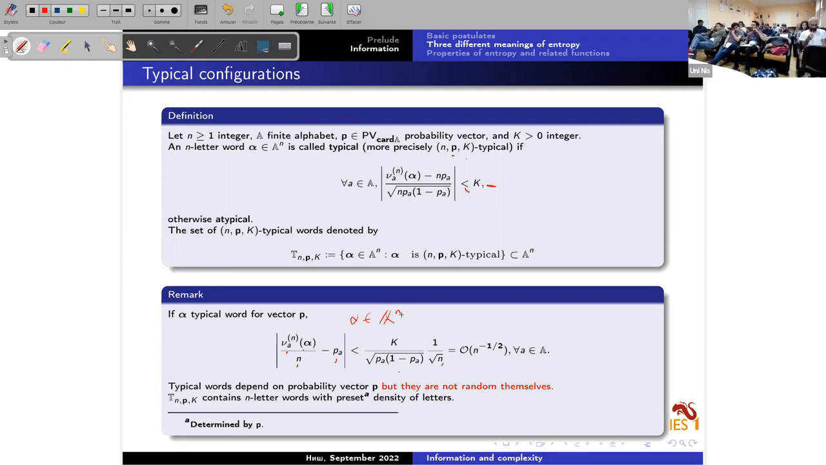So they are like kind of, how you say? Central limit theorem? What? Law of large numbers? The property of being typical is like the probability, of course. Yeah. Any other remark or question? No. Okay.